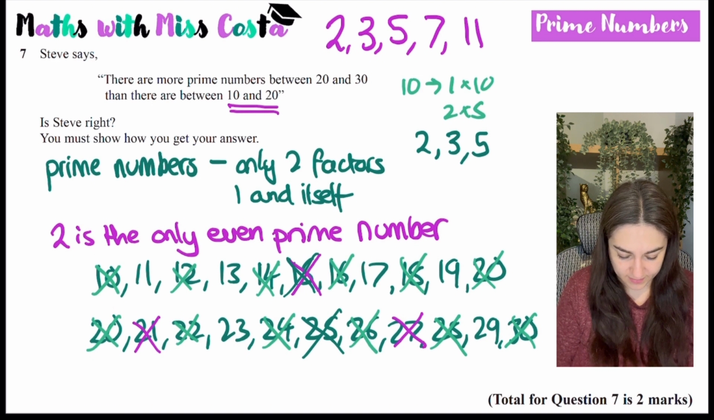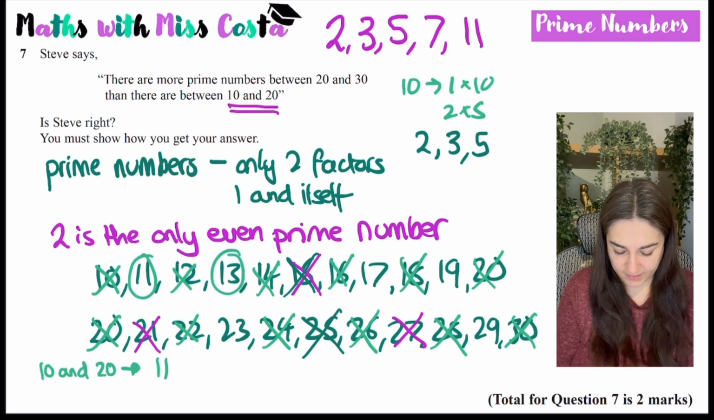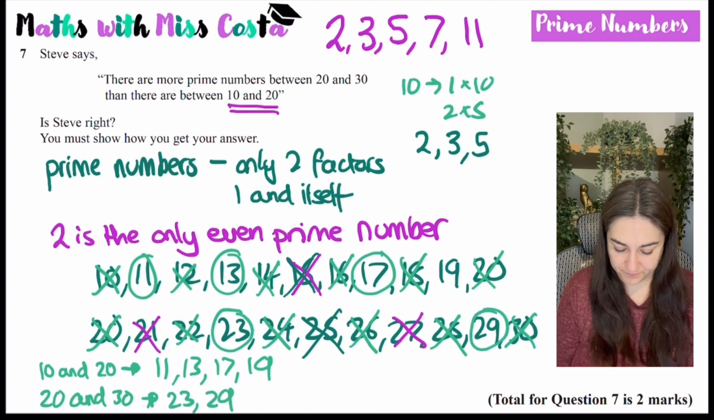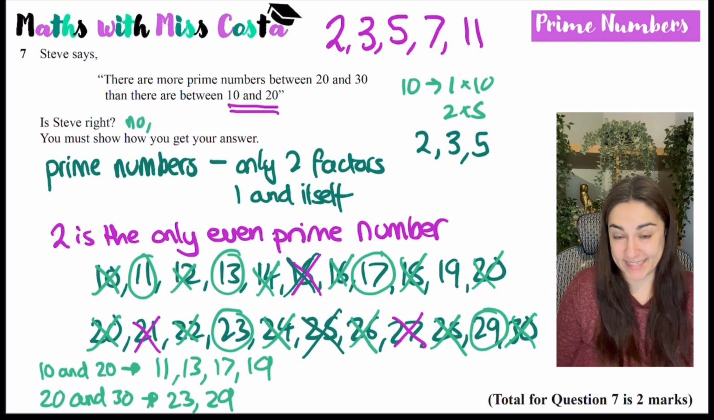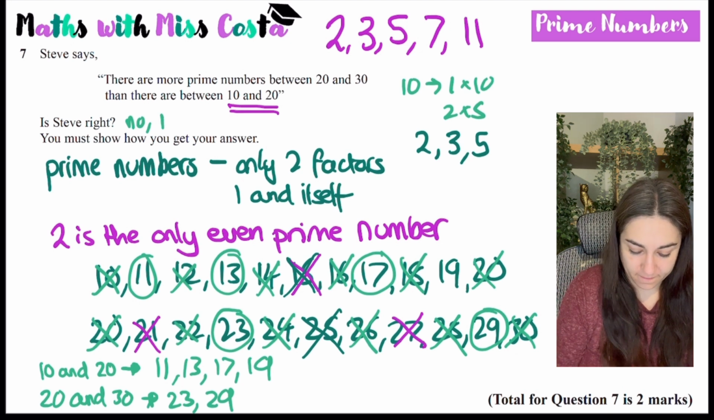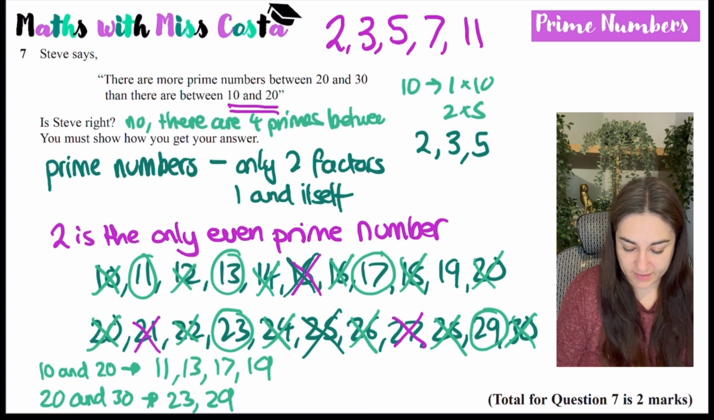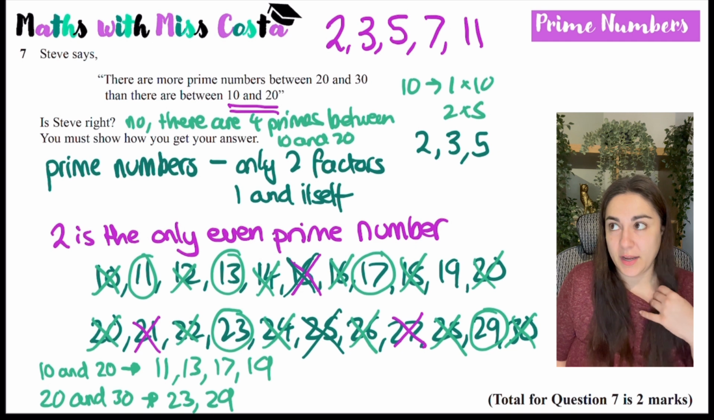So between 10 and 20, I have 11, which is prime, 13, which is prime, 17, and 19. And between 20 and 30, I've got 23, which is prime, and 29, which is prime. So is Steve right? No, there are 4 prime numbers between 10 and 20, and only 2 prime numbers between 20 and 30. So there are 4 primes between 10 and 20. So that's how we do that question.